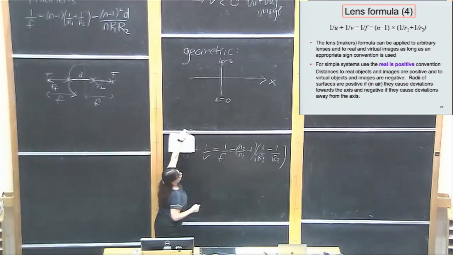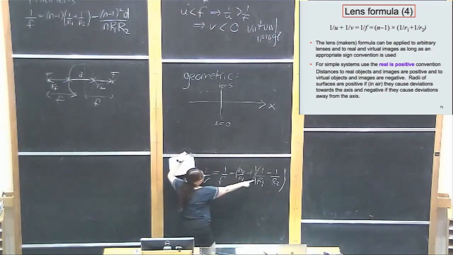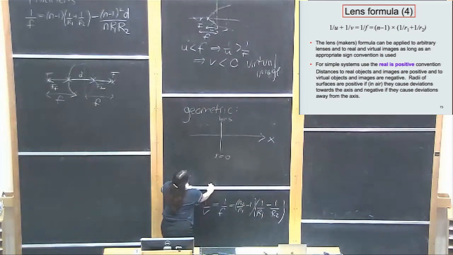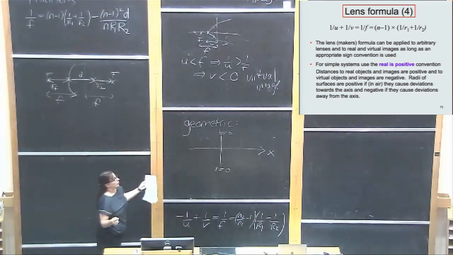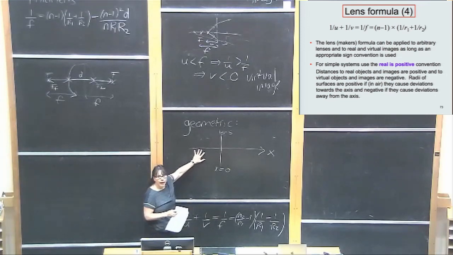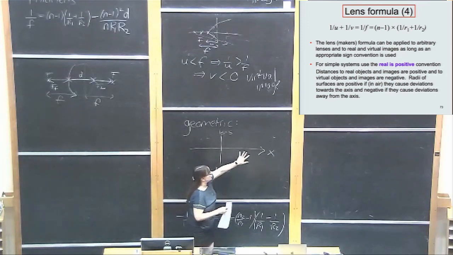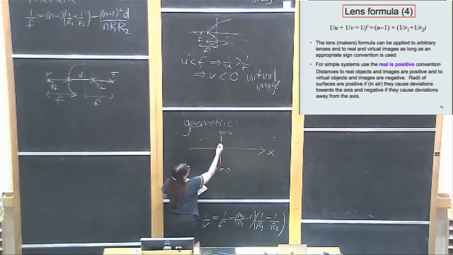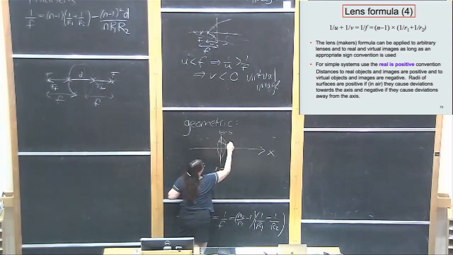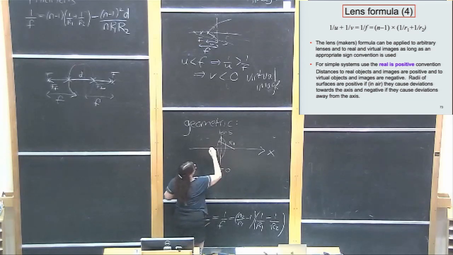So first of all, let's talk about why the minus here. What you do in the geometric sign convention is kind of sensible. You just take any positions or distances that are in the negative x region to be negative, and any positions or distances in the positive x region to be positive. So if I draw a lens, and this is the first surface that my light will hit, I'll call that R1, that's the radius of curvature for that.